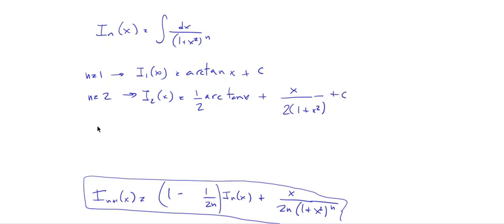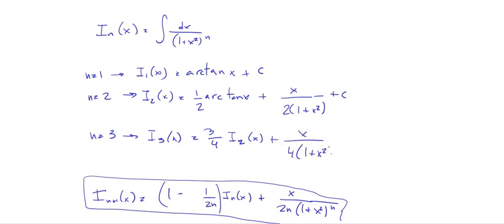Now if n equals 3, this is I3, which is 1 minus 1 over, sorry, this is n equals 2 for this formula to occur. So this is n equals 2, 1 minus 1/4, 3/4 of this, right? So let's call this I2. Let's not substitute. And then we have plus x divided by 4 times (1 plus x squared) plus c, right? And then you can input here this thing here, okay?